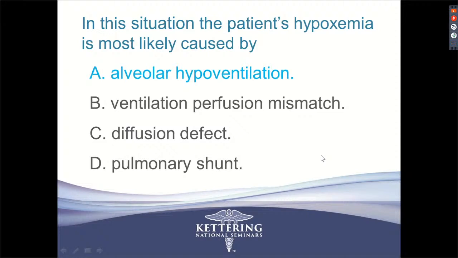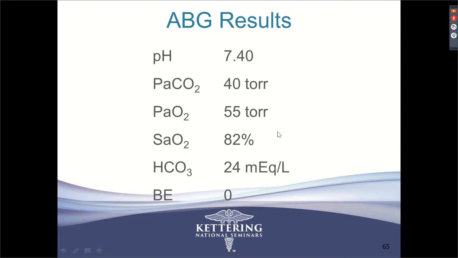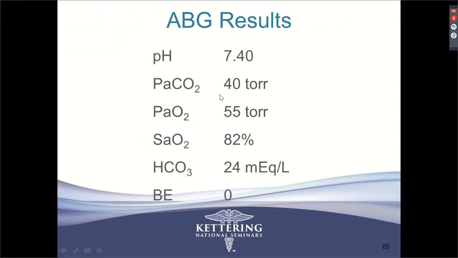And then if I go to the next step, I've got another patient here being admitted to the emergency department and they're breathing room air and the following results are obtained. Again, I've got a list. I'm going to skip, go to the question. It said, in this situation, the patient's hypoxemia is most likely caused by what? So I go back over here and I look at my CO2. Whoa, this CO2 is fine. So it's not a bad ventilation problem that's causing this.